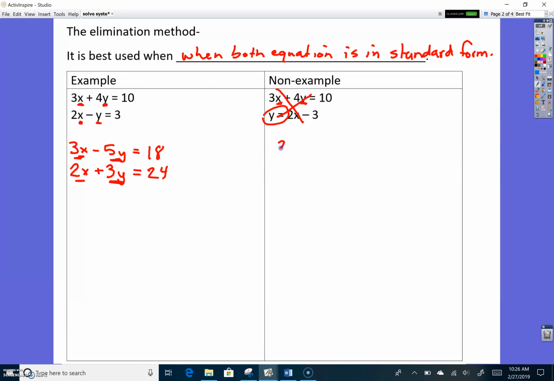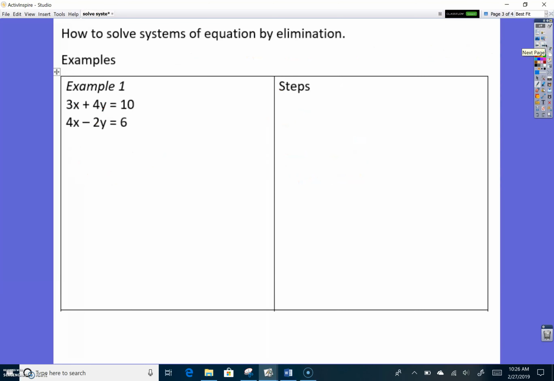Okay, you don't want it like this: 3x plus 4 equals 5y, 6x plus 2y equals 8. You see this? Y's over here, y's over here. No good. Okay, those are examples and non-examples. Remember, you want them together on one side of the equal sign, x, y. Okay, so this is how you do it.